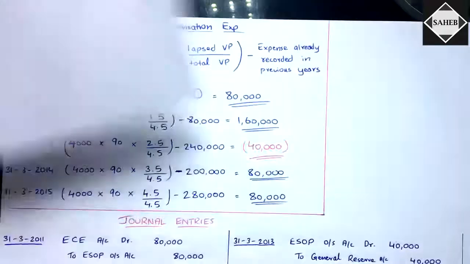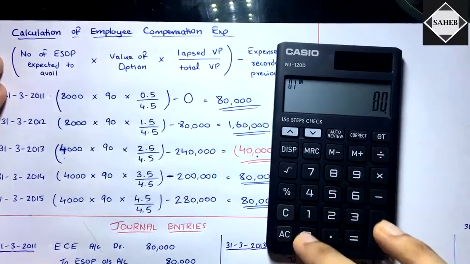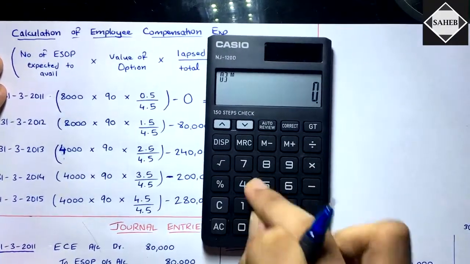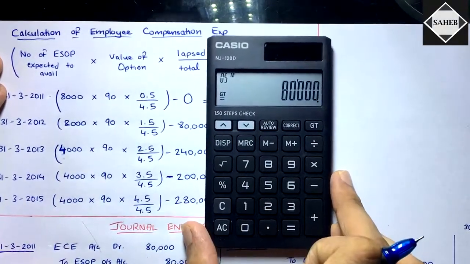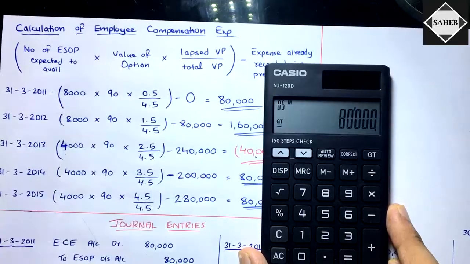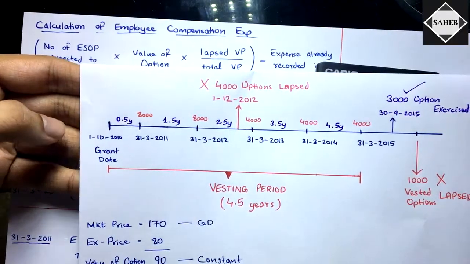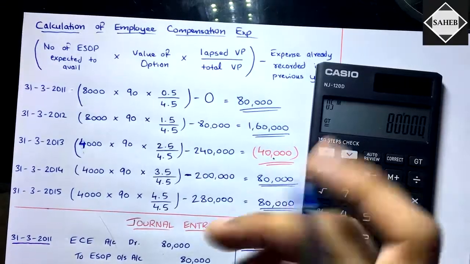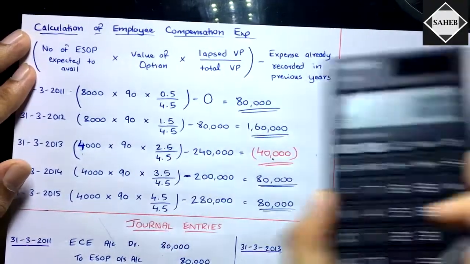Yes. So let's put this into calculator. It's very simple. Let's not waste any time. See here, 8,000 into 90 into 0.5 divided by 4.5, that is equal to 80,000. Now we can't subtract anything. Why? Because nothing has been recorded previously, right? Nothing has been recorded in profit and loss. If some expense has been recorded in the profit and loss in the previous year, then only we have to subtract. So nothing has been recorded, so minus 0, it's equal to 80,000 only.